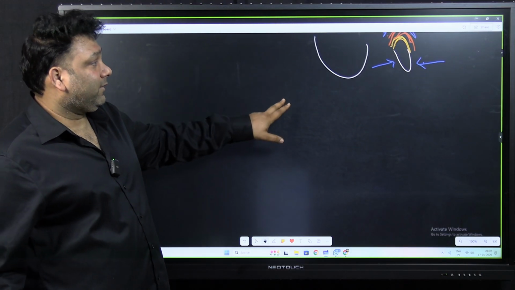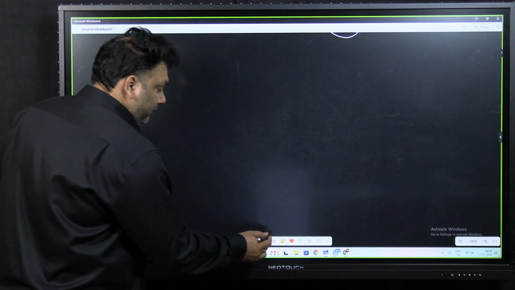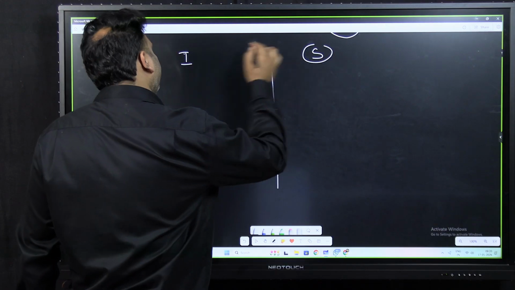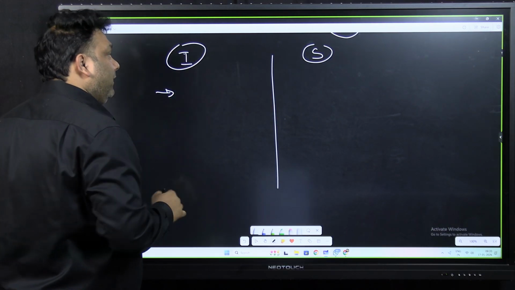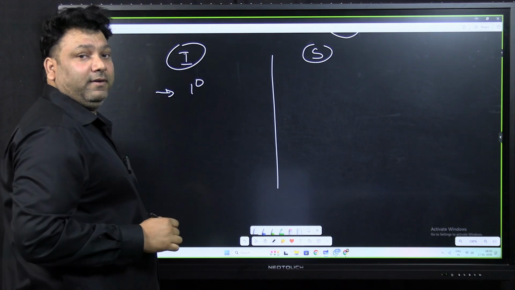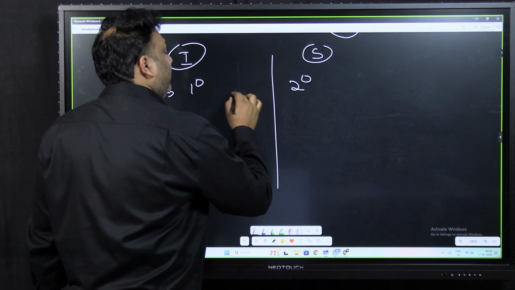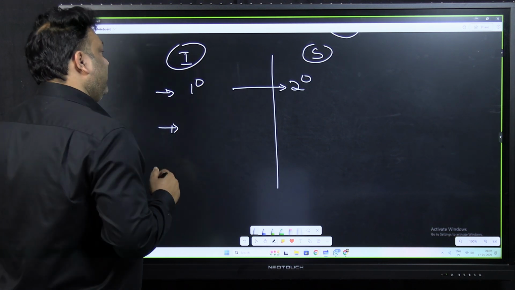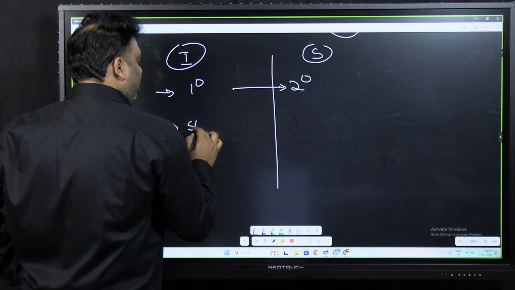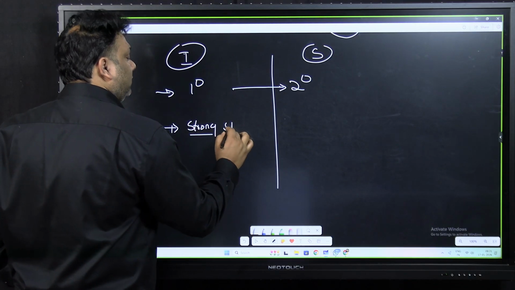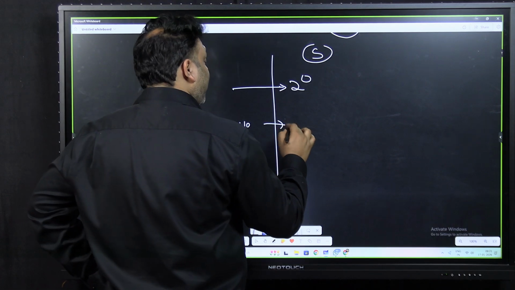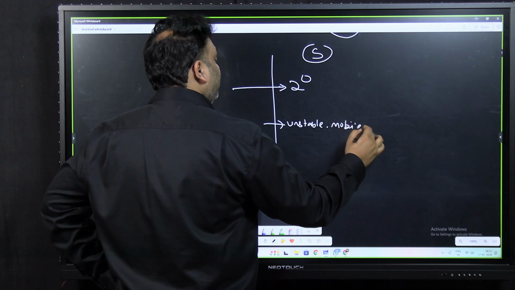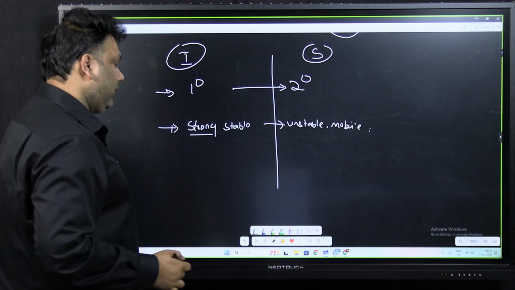So let's see the differences between the igneous rock and the sedimentary rock. Igneous on one side, sedimentary on the other side. The igneous rocks are also called primary rocks, and sedimentary rocks are secondary rocks, because the sedimentary rocks are formed out of igneous rocks. Next, the igneous rocks are strong and more stable, whereas sedimentary rocks are unstable, mobile, dynamic, and they form the most earthquake prone regions of the world.